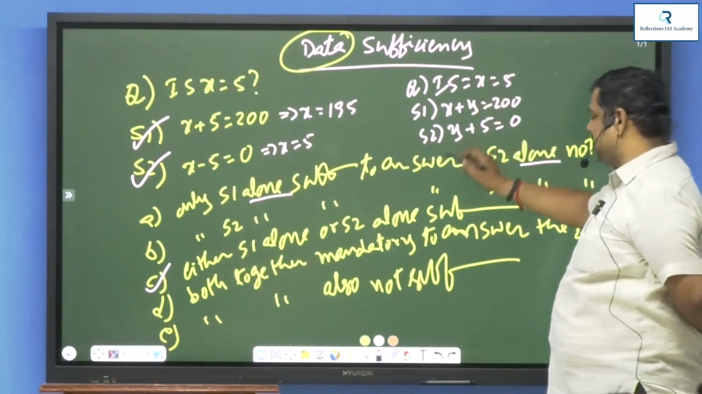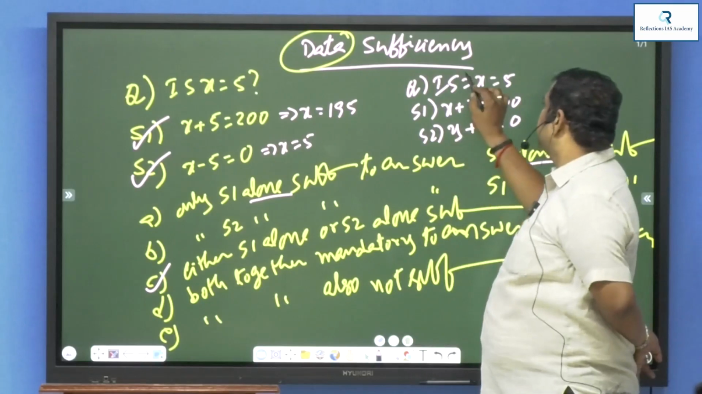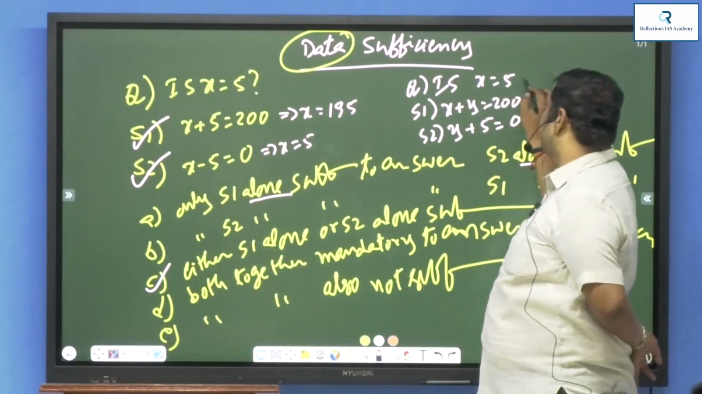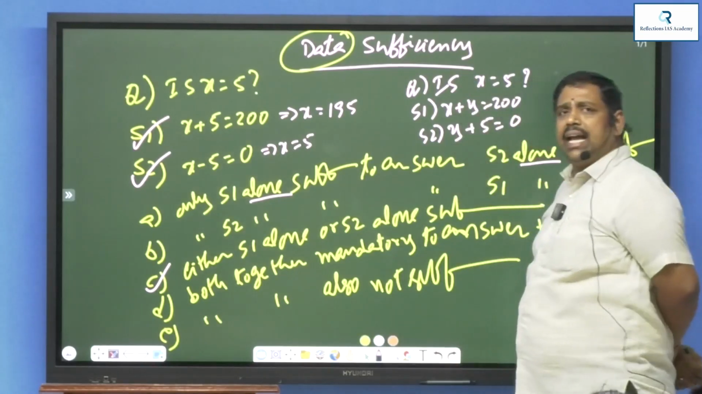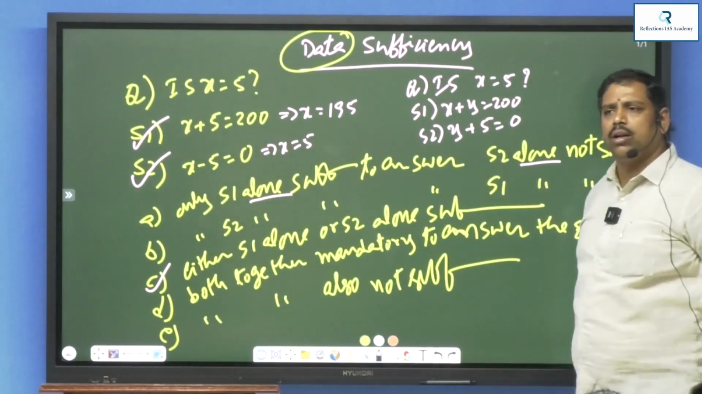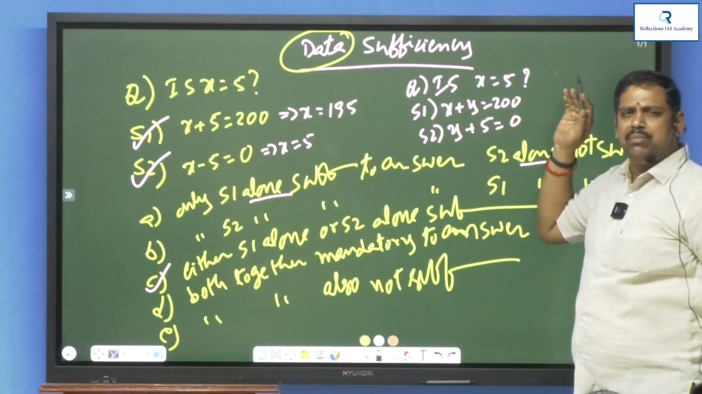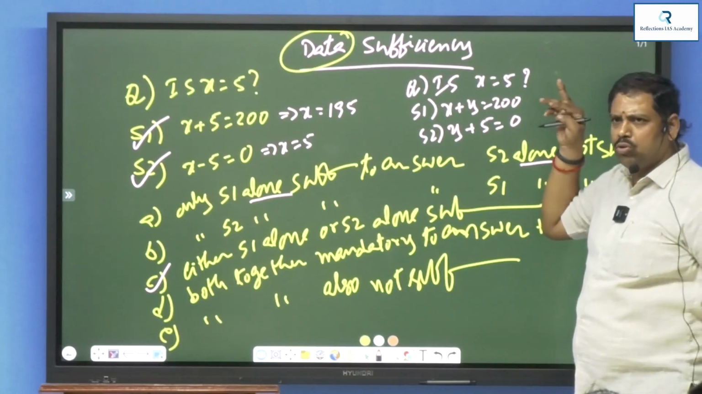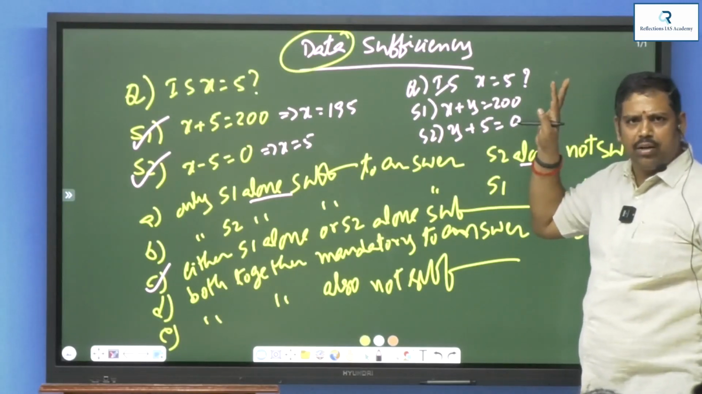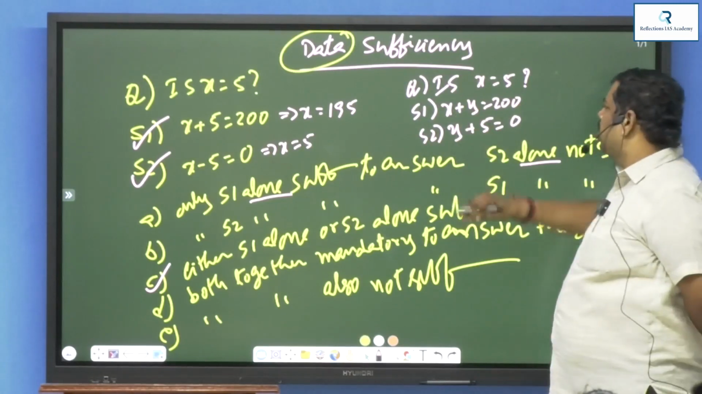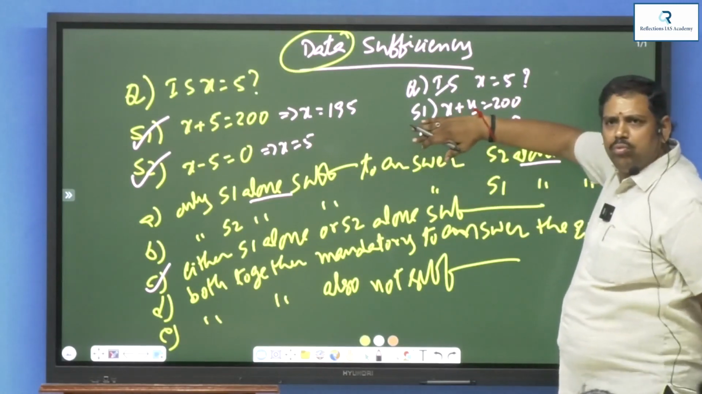Then first one, what is the question? Is x greater than 5? What the question is asking? Is x greater than 5? What he is asking here? X plus y is equal to 200. I am thinking about S1 or S1 and S2 both. Stick on to S1. Okay, stick on to S1 means I don't look at S2. What is the value of x plus y?